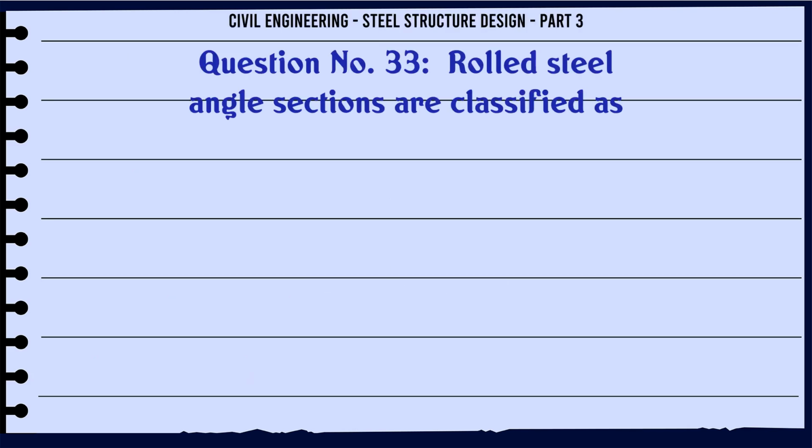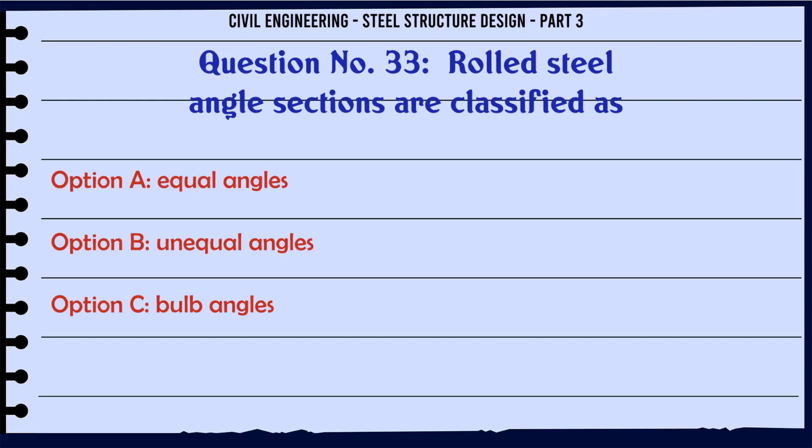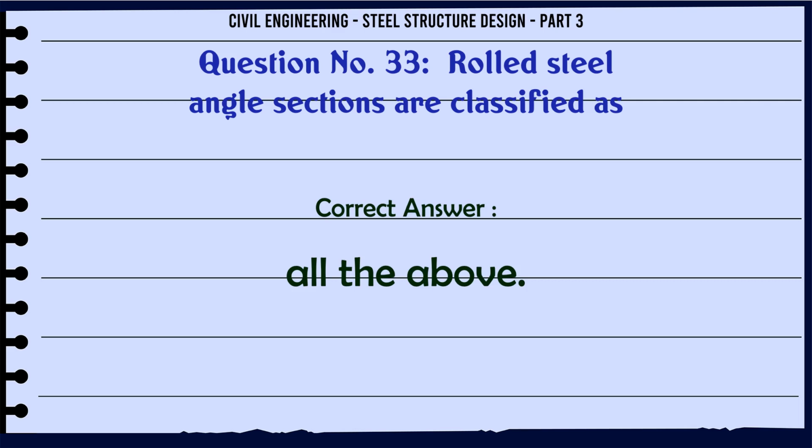Rolled steel angle sections are classified as A. Equal angles, B. Unequal angles, C. Bulb angles, D. All the above. The correct answer is all the above.